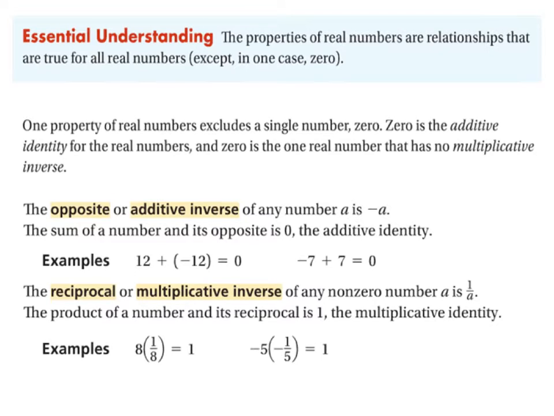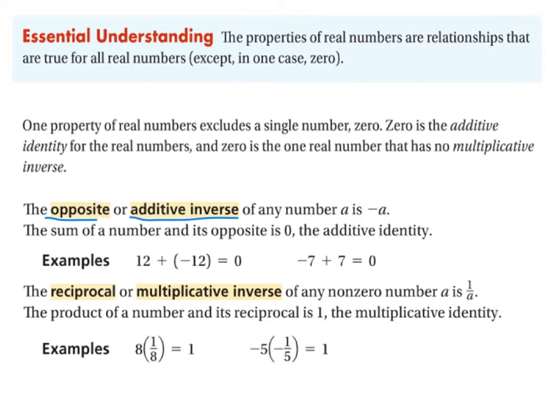Usually we just call these opposites. The fancier term for it is additive inverses. So any number a and the opposite of a are additive inverses, and the sum of additive inverses is 0. And 0 is referred to as the additive identity. You can add 0 to anything and it doesn't change the value, so that's why it gets that name.